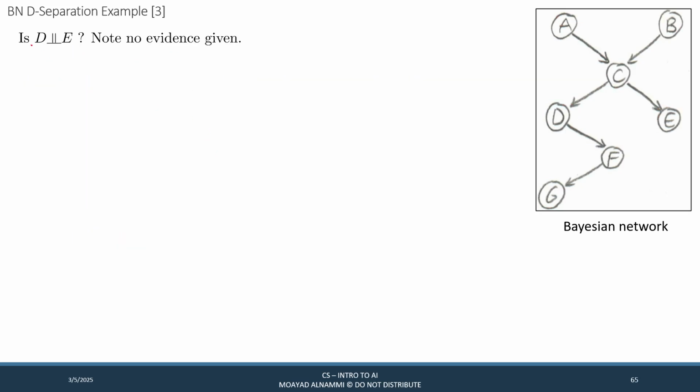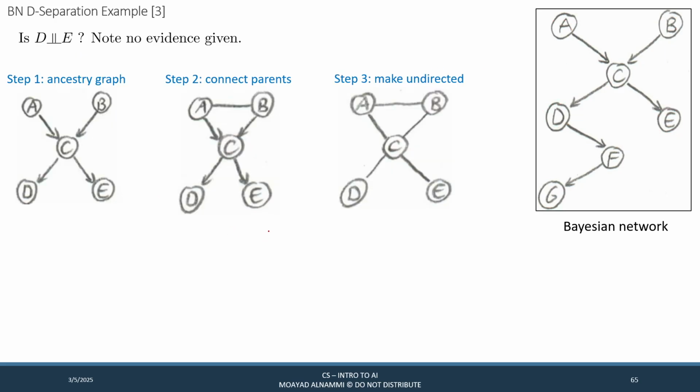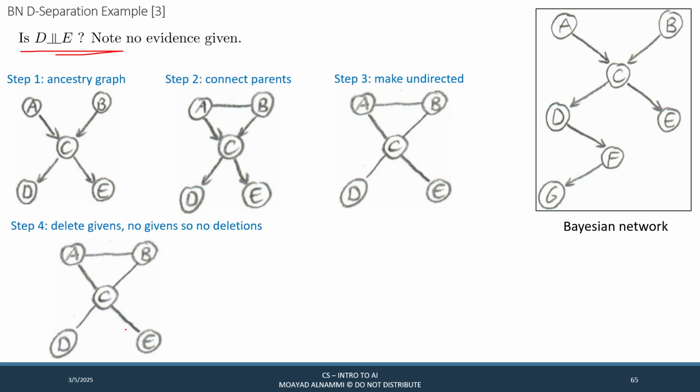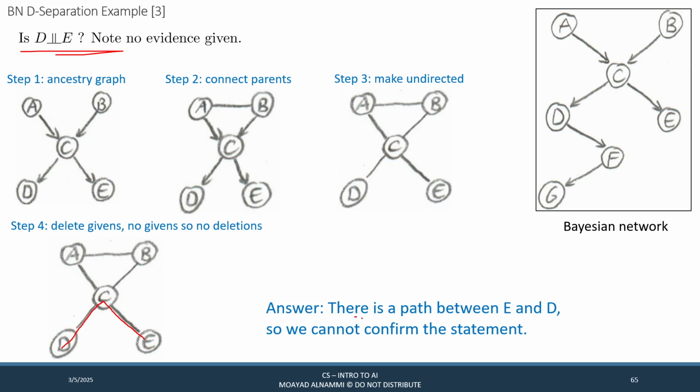One final example, is D independent of E given no evidence? Again, D, E, and in order to sample them, I need C. And in order to sample C, I will need A and B. All right? Connect the parents, remove the directions, and then delete the givens. There's no given here, so nothing is deleted. And so is there a connection or a path between D and E? Yes, there is a path through here.